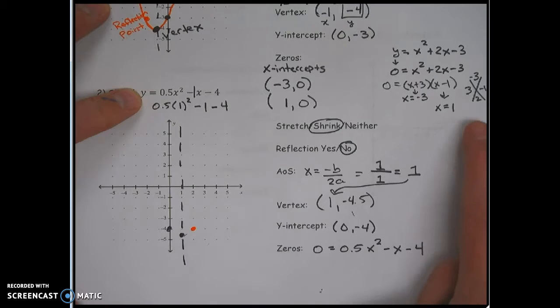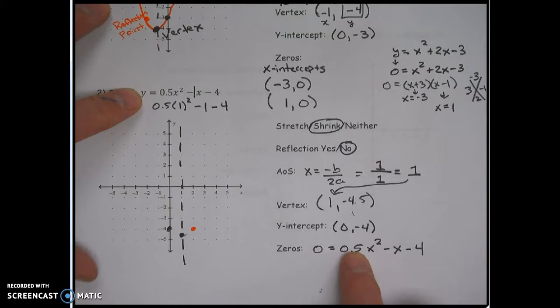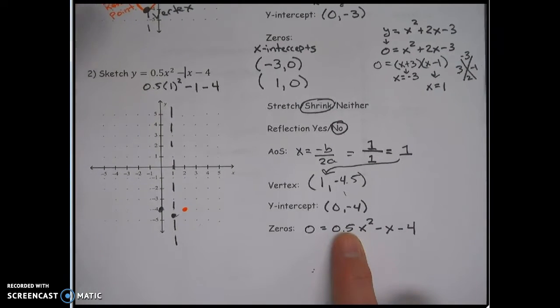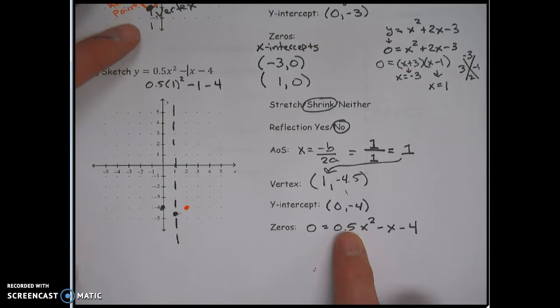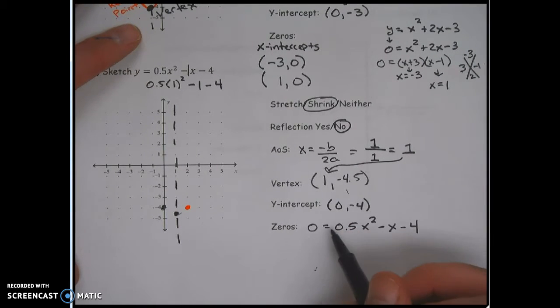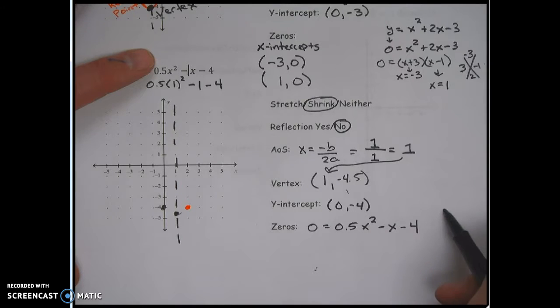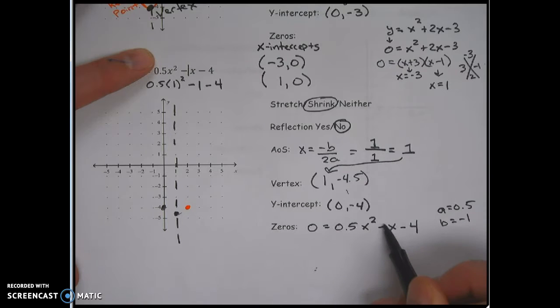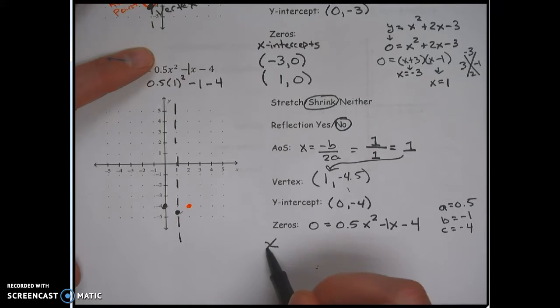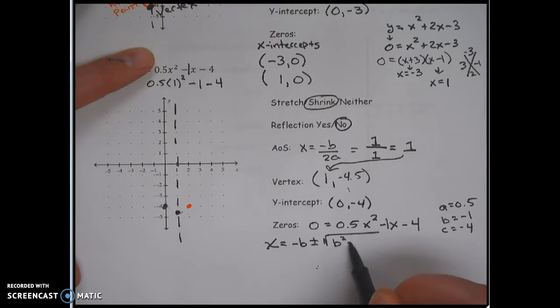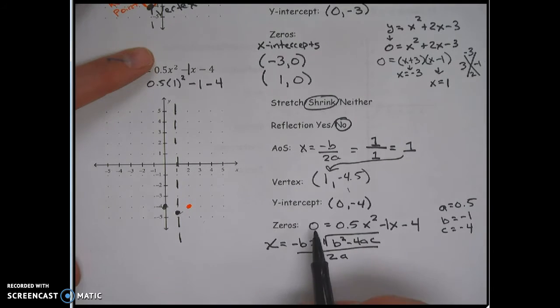Now last time we factored, but we've never factored with a coefficient of 0.5, and so this might be one that's good to use the quadratic formula. And remember, there's lots of ways you can solve a quadratic. If I'm using the quadratic formula, a is 0.5, b is negative 1, and the c value is negative 4. And so I would use the formula x equals negative b plus or minus the square root of b squared minus 4ac, divided by 2a. So I'm going to replace all these a's and b's and c's with the numbers they represent.